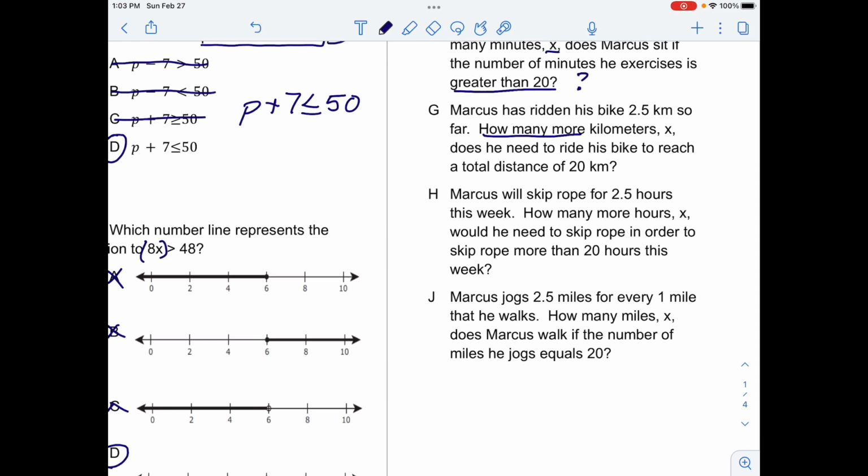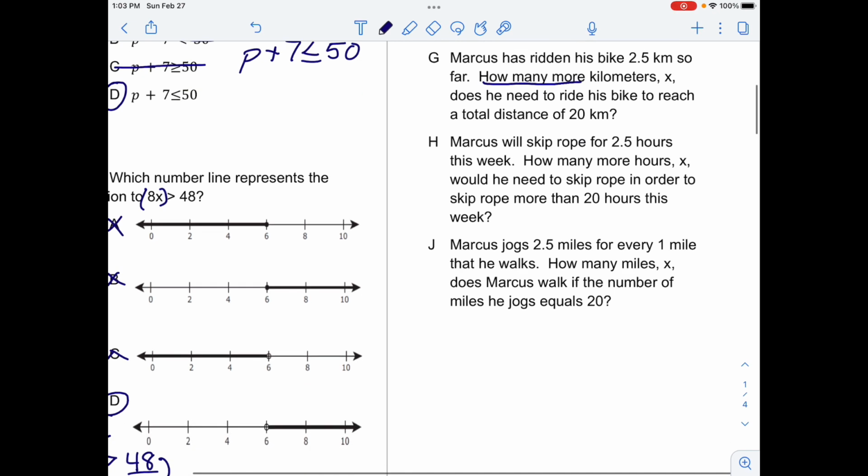So remember, when we're working with comparing numbers, if I had 6 jelly beans and you have 4 jelly beans, how many more jelly beans do I have than you have? So think about that. How would we compare that? So Marcus will skip rope for 2.5 hours this week. How many more hours x would he need to skip rope in order to skip more than 20 hours this week? So remember, how many more hours? Again, that's another comparison problem.